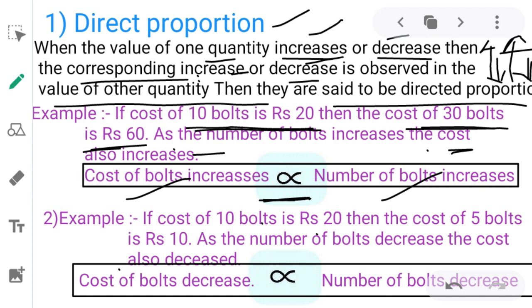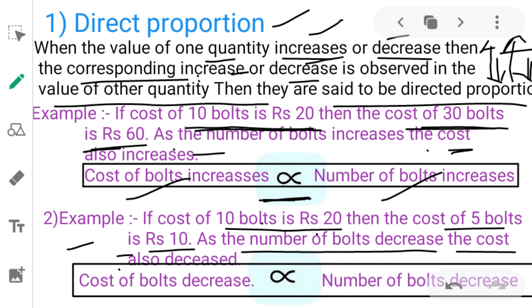Let's take one more proportion, of decreasing. In the second example, both the quantities are decreasing. When the first quantity decreases, the second quantity also decreases. Let's take the example: if the cost of 10 bolts is rupees 20 and the cost of 5 bolts becomes rupees 10, then as the number of bolts decreases, the cost also decreases.